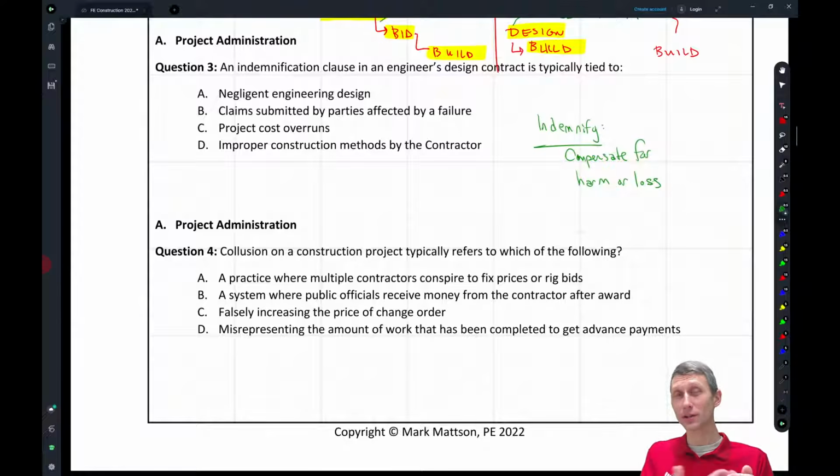Our insurance company is not going to pay for claims that are unfounded. Sure, if we are negligent in our design, we should pay for that. If we designed something wrong, we made a mistake, we should compensate you for the harm or loss that's caused. But we can't just compensate you because somebody makes a claim against you. Does that make sense?